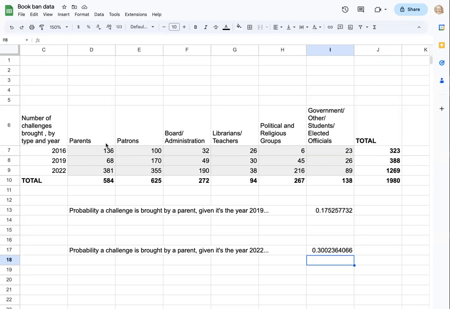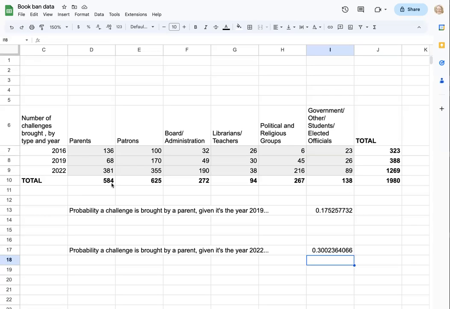So when do you do conditioning with the columns? Just notice I use the row totals. If we want to use the column totals in our conditional probabilities, we might ask, given that a challenge is brought by a parent, what's the probability that the year was 2016? So we would take the column total, 584, and that's our new denominator. 136 would be our new numerator. So 136 out of 584.